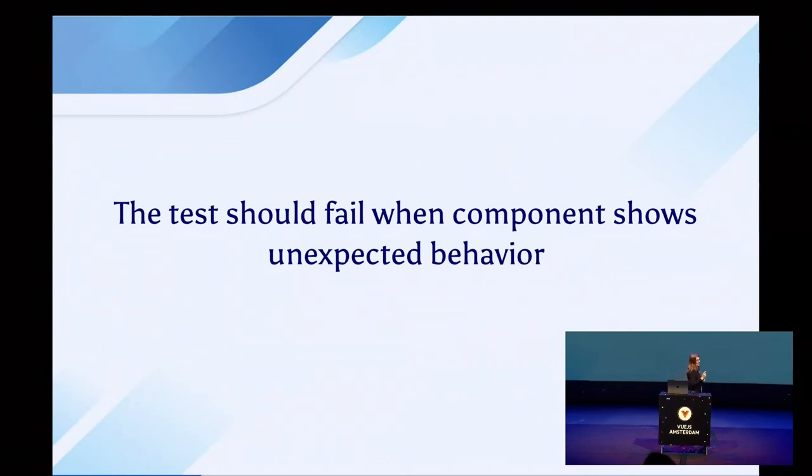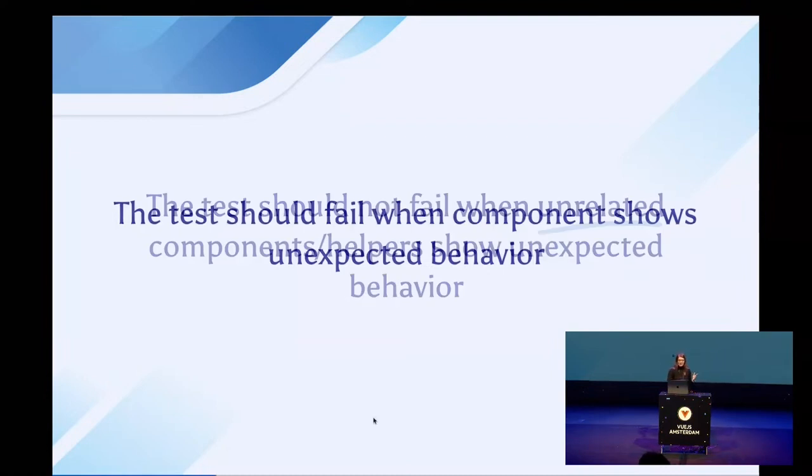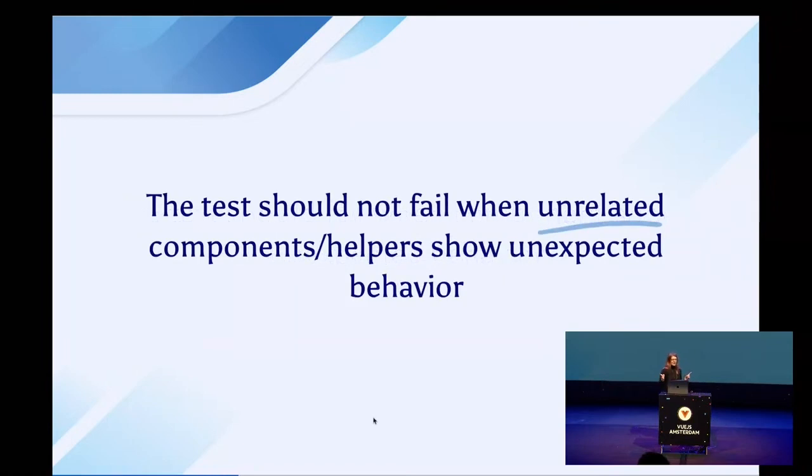The test should fail if the component under test behaves like it shouldn't, like showing some unexpected behavior. The test should not fail when something unrelated to the component shows unexpected behavior. We shouldn't be caring about this. That's why the tests are robust, right? Like if it doesn't fail when something unrelated fails.